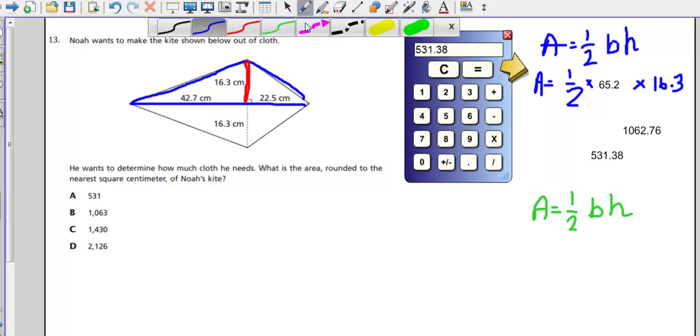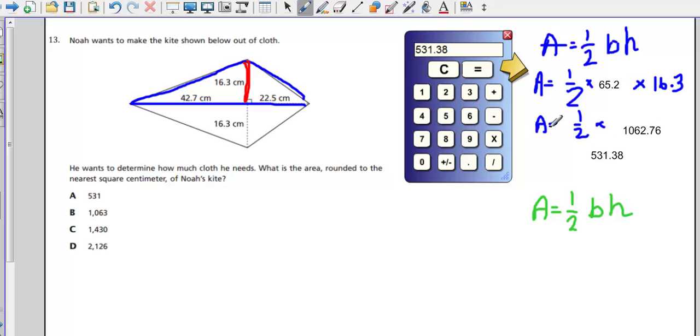So let's write down what we just did. We took this times this and got this, and then we took half of this number right here and we got this. Now we're going to leave it like that for now, but it does say round to the nearest square centimeter, so we'll deal with that at the end. Alright, now let's take a look at the other triangle.